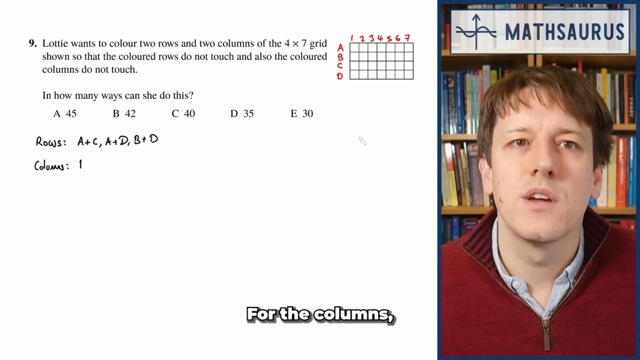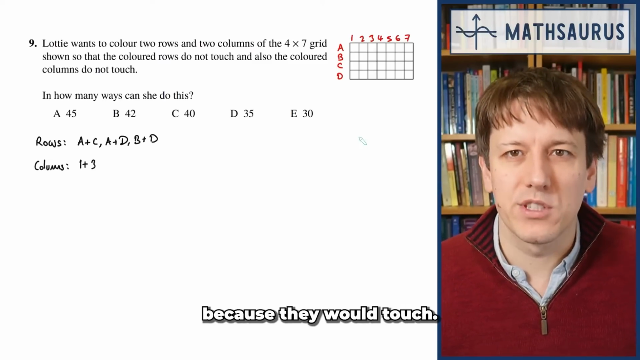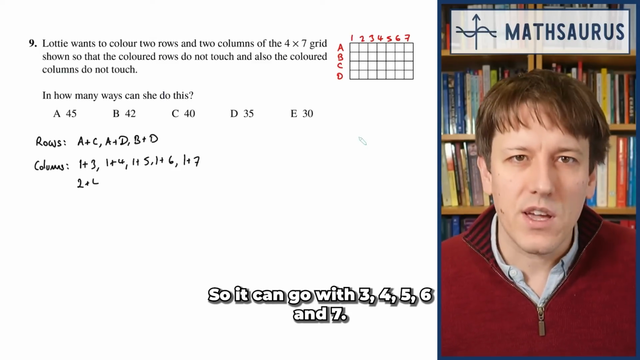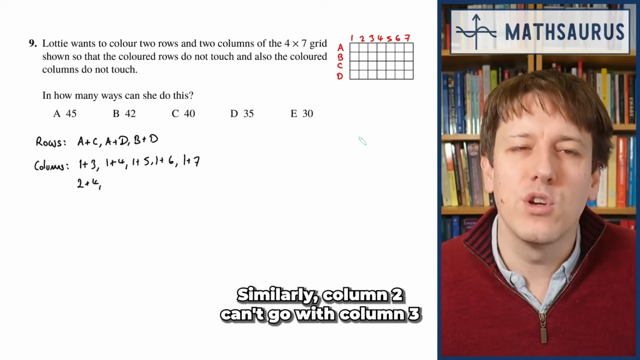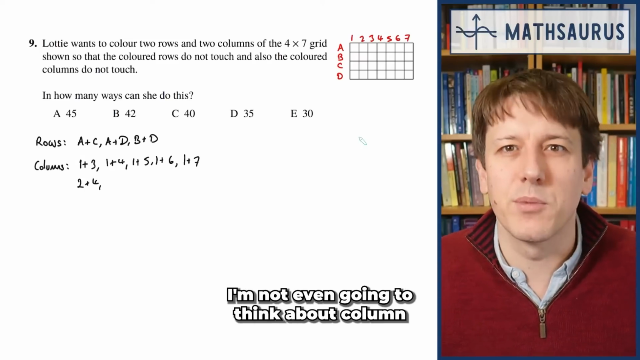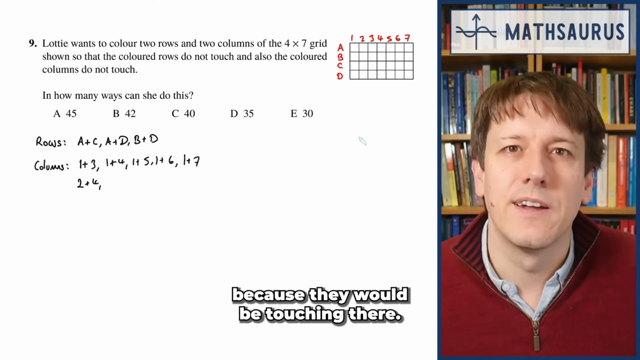For the columns, I could say, well, let's start with column 1. Well, column 1 can't go with column 2 because they would touch, but it can go with any of the others. So it can go with 3, 4, 5, 6 and 7. Similarly, column 2 can't go with column 3, and we're not going to count again anything with smaller numbers. So I'm not even going to think about column 1, even though it's also not possible because they would be touching there.